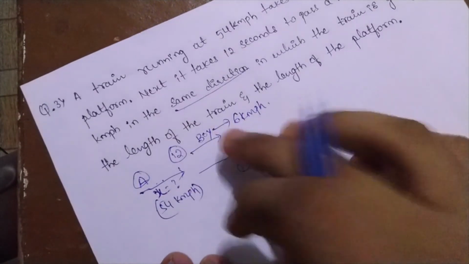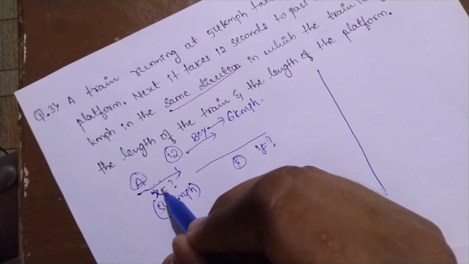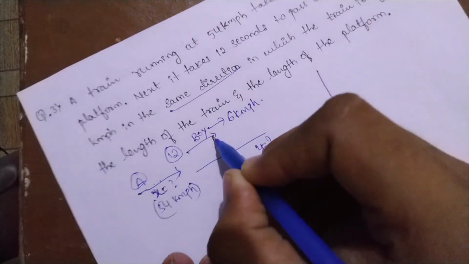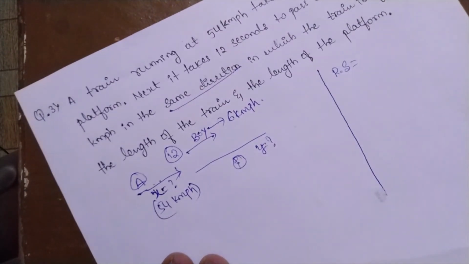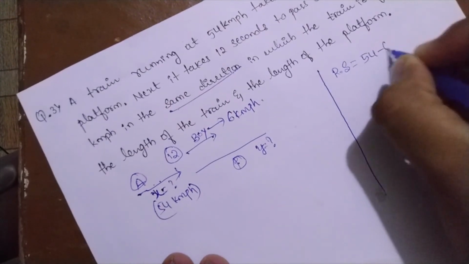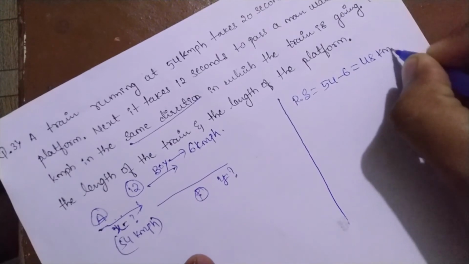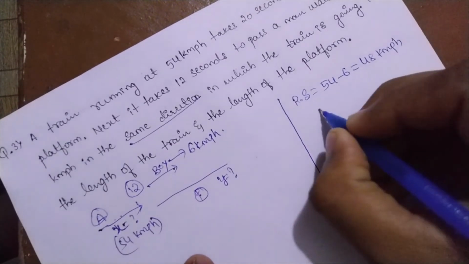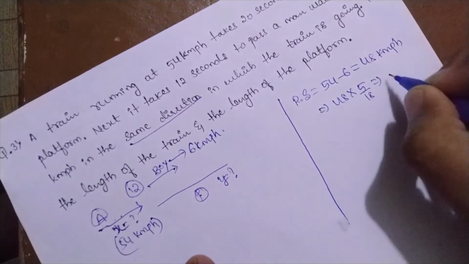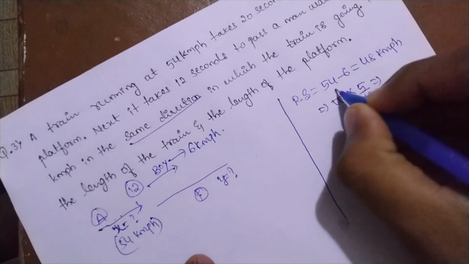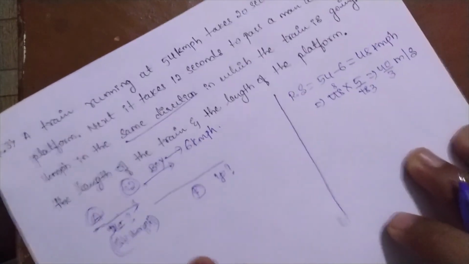So let's consider the relative speed of boy and train. The relative speed equals 54 minus 6, because they are in the same direction. It will become 48 kilometer per hour. Let's convert this to meter per second by multiplying by 5 by 18, which gives 40 by 3 meter per second.